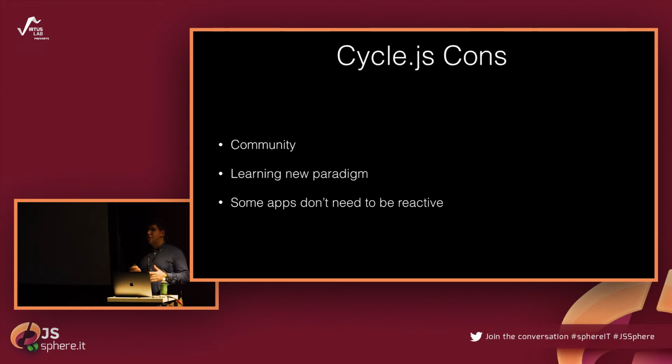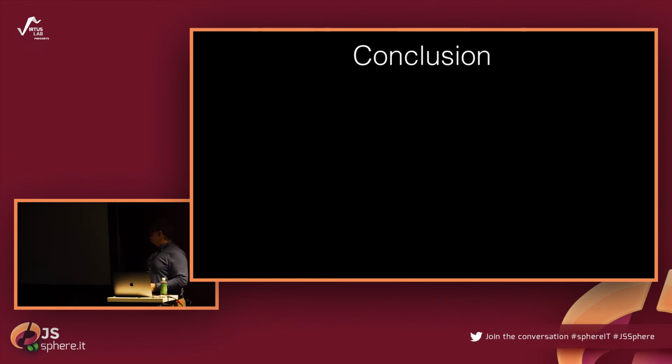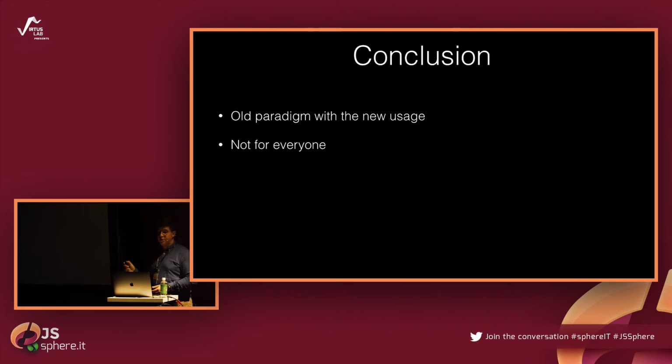So if you're building some simple application, something that's not really real time and doesn't have a lot of interaction, you don't need to use reactive programming. So, conclusion. Reactive programming is like the OR paradigm with a new usage. I think it's coming from the 90s, and now we are using it in a different way to help us solve some problems. It's not for everyone, as I said. It's not made for every application.